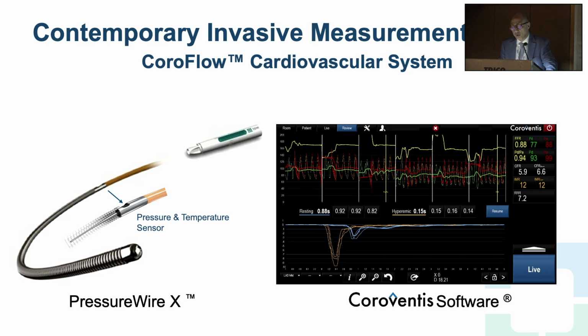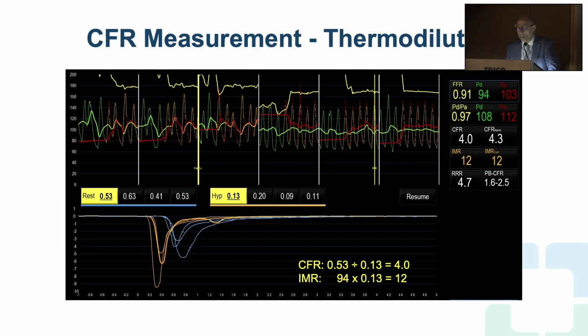In the cath lab, we use the PressureWire X and the CoroVentis software to calculate microvascular function, and this is what we call a bolus thermodilution technique, and we calculate the transit time of flow at rest and the transit time at peak hyperemia. And the CFR, as you see there, should be more than 2. In this case, it's 4. The IMR should be less than 25, and here it's 12. So both are normal.